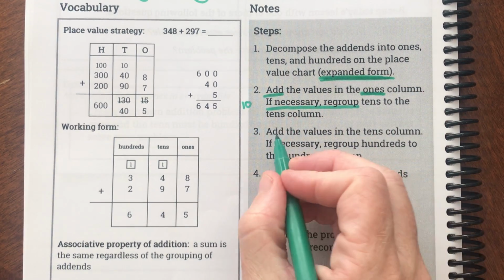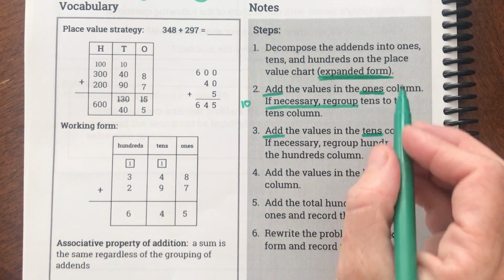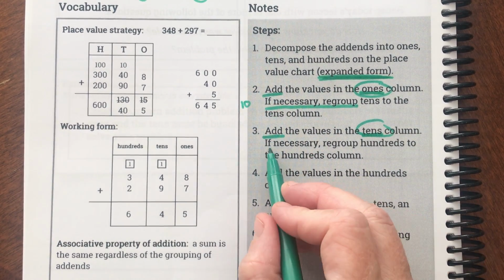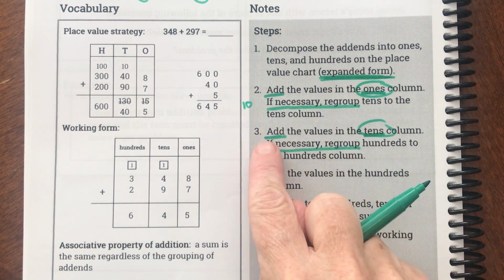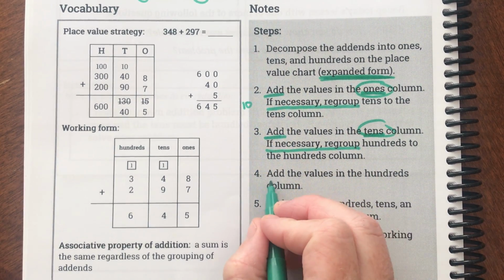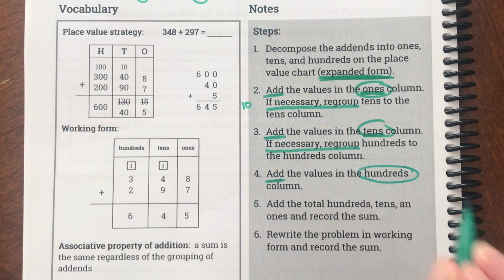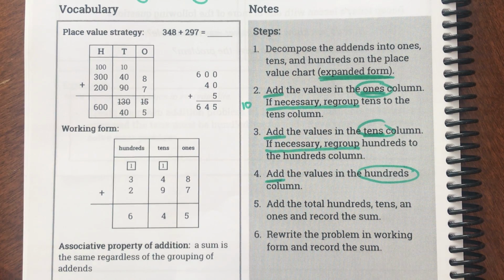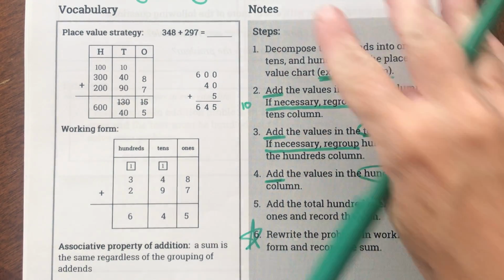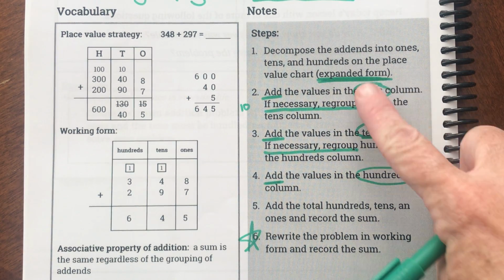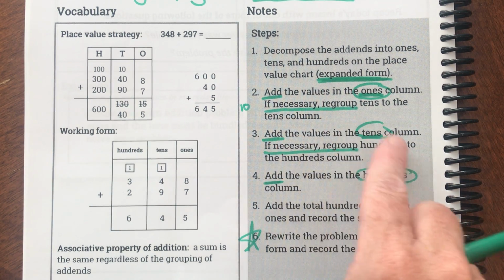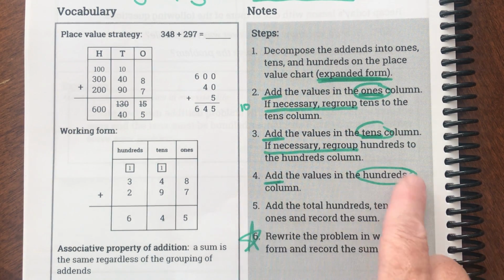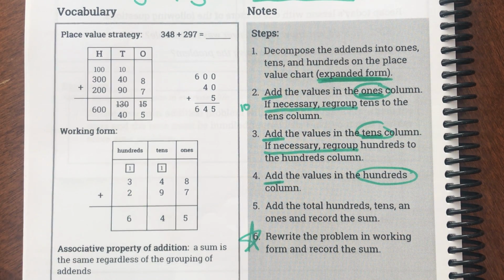So after we add the ones, we're going to add tens. I'm going to circle those, ones, tens, and then if necessary, regroup. So we're going to add the ones, regroup if we have to. Add tens, regroup if we have to. Then we're going to add the hundreds. Okay, and we're going to stop right there because the last step says working form, and we'll do working form as well. This is a lot to read, so I want you just to remember we're going to do expanded form, then add the ones, if necessary, regroup. Add tens, if necessary, regroup. Add hundreds, and then afterwards we will do our working form.